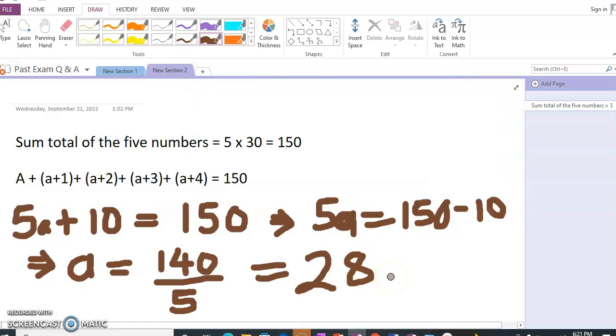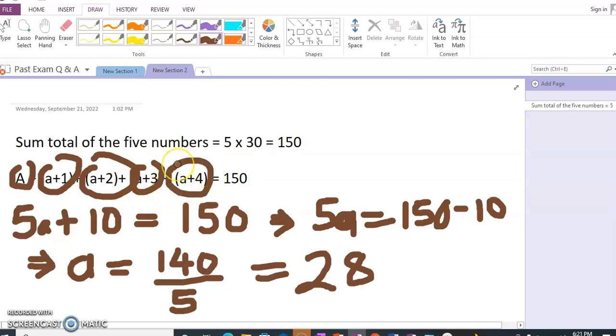Now A is 28. So what do I do? If you look at this set of numbers: A, number 1, A plus 1, number 2, A plus 2, number 3, A plus 3, number 4, A plus 4. A plus 4 is the largest of those numbers. So for me to find the largest, 28 is already A, so I will now say A plus 4. If A is 28, all I need is to add 4 to it, and I find 32. So 32 is the highest number.